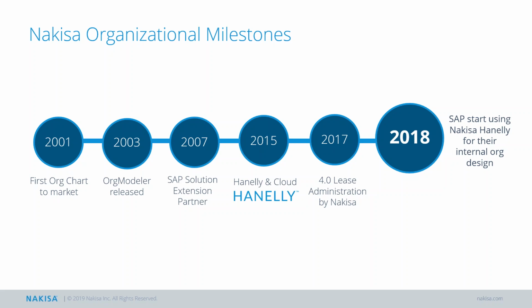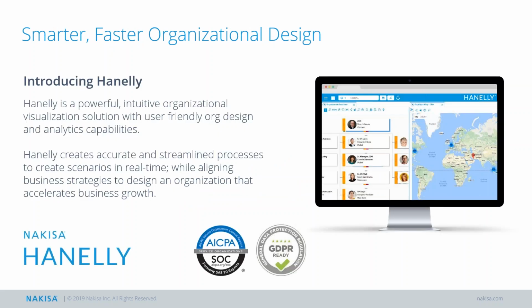Okay. Now let's have a look at Hanelly itself as a solution. And just before I talk about Hanelly, let's define what we mean by organizational design. So from the perspective of Hanelly or Nakisa in general, every organization, regardless of its size, it could be a small or medium or large business, but you do have three main components that you work with. You have your talent or the people, you have your processes, and you have your culture. And you need to align all that with your business objectives and corporate strategies. For us, this is exactly what we define as organizational design.